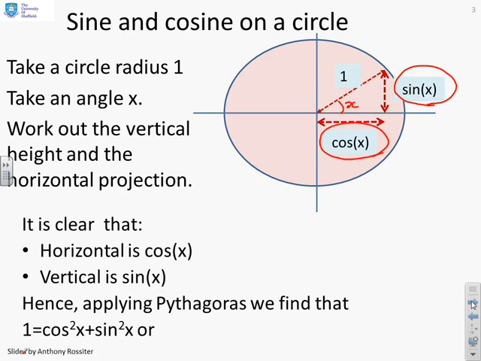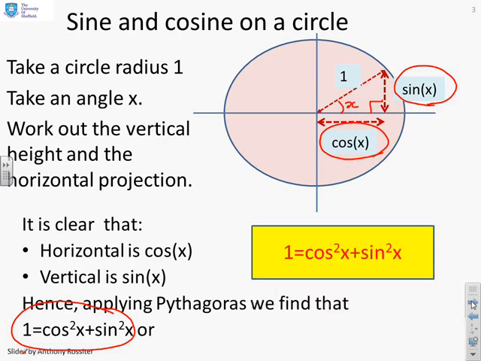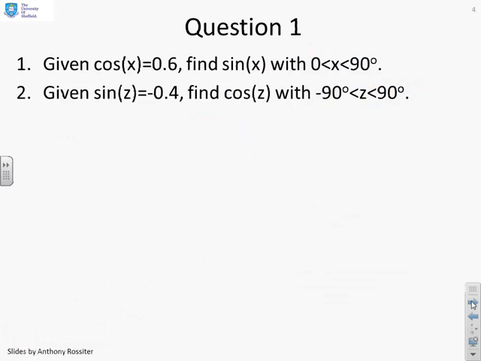Now, it's fairly clear that you've got a right angle triangle in here, so if you apply Pythagoras to this right angle triangle, what you're going to end up with is 1 equals cos squared x plus sine squared x. So in simple terms, that's a simple proof of where this formula comes from, should you ever forget exactly what the coefficients are. So now what we want to do is focus on using this in problem solving.